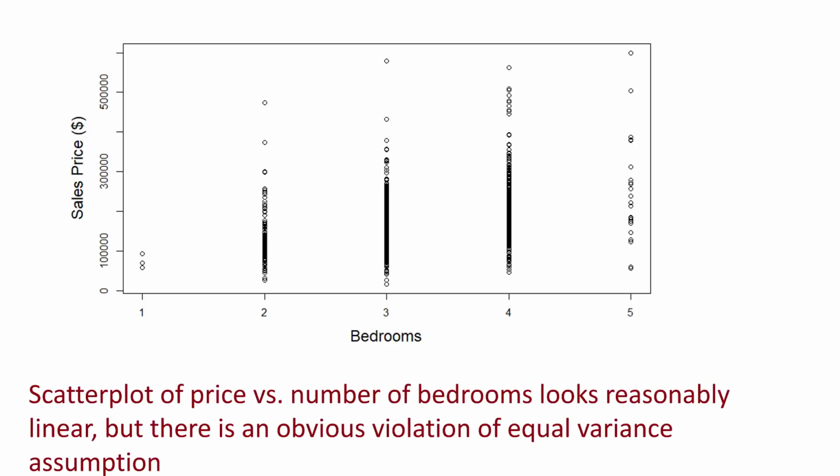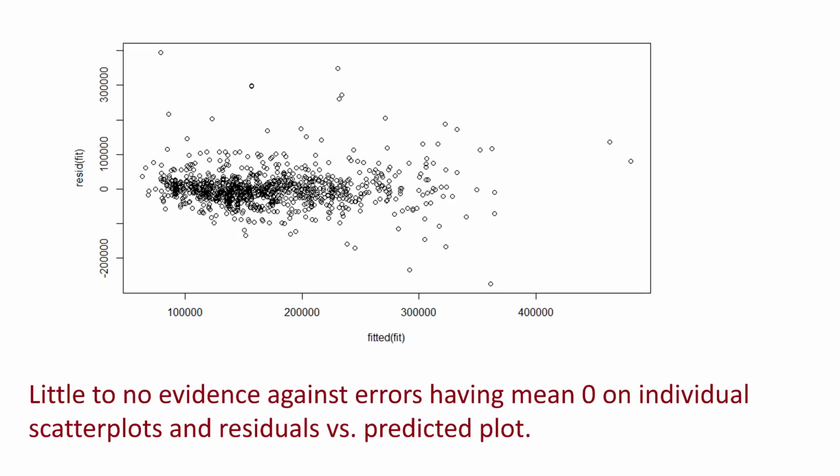This also looks reasonably linear, except here there's an obvious violation of the equal variance assumption. The points are not spread out at all with one-bedroom homes, and they seem to get spread out more as you get more bedrooms. When we look at the residuals versus predicted plot, remember this is the one that we're supposed to put the horizontal line at 0 and look for evidence against the errors having mean 0. I don't see much evidence against that. It looks pretty balanced above and below the line.